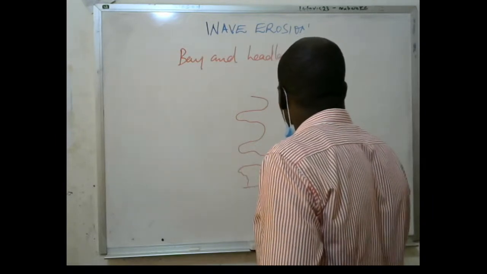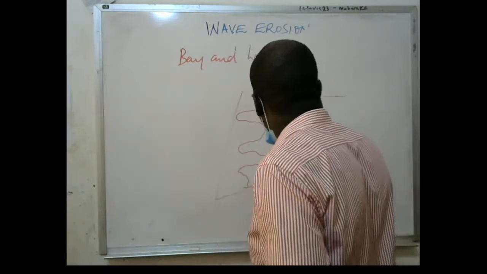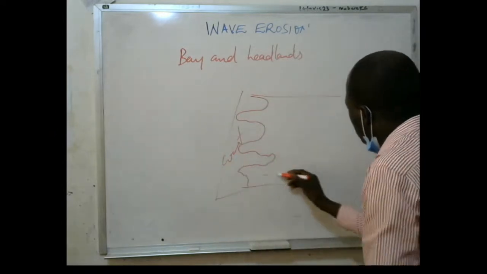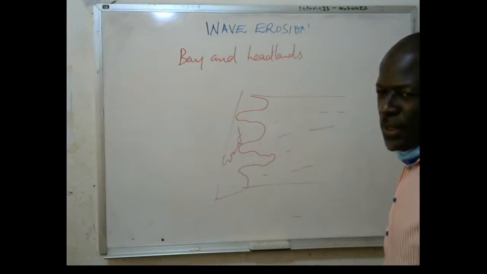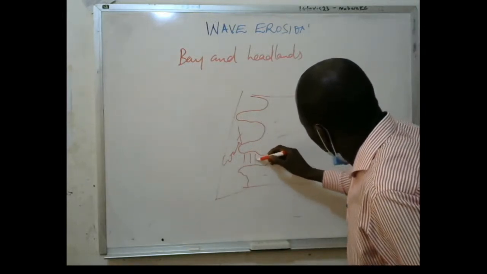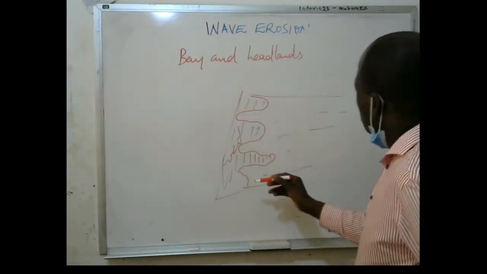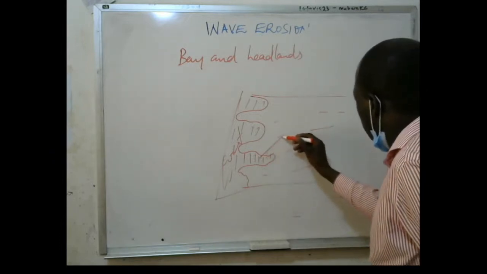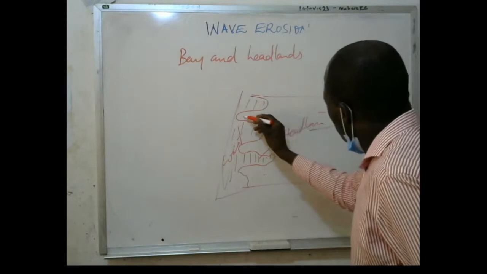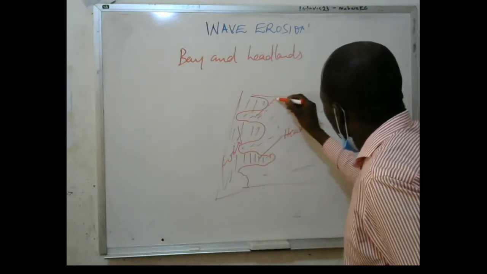So you have something of this nature. If this is your coast, land border, and this side here you have the water, it means that there are sections where the land extends, where the coast extends into the water. This forms the headland.